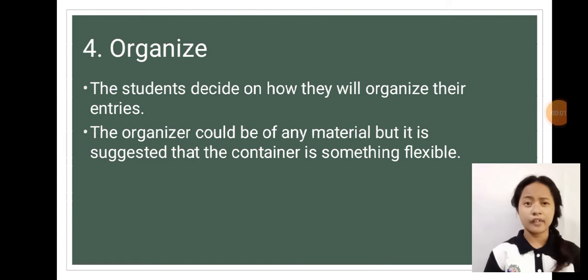Now, for our next step, we have organize. In here, the students decide on how they will organize their entries. The organizer could be of any material, but it is suggested that the container is something flexible. Why should it be flexible? For them to add, delete, or modify any entries at any time.